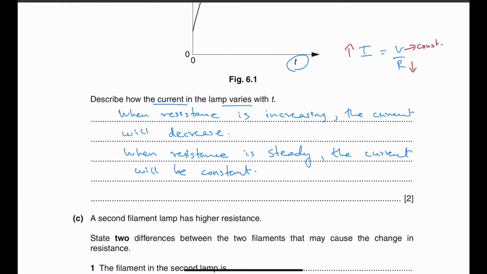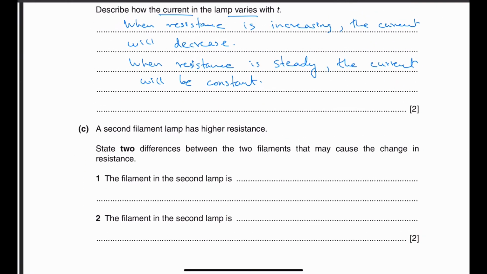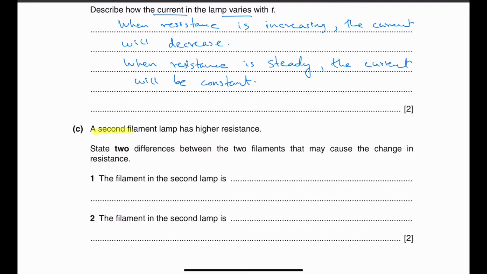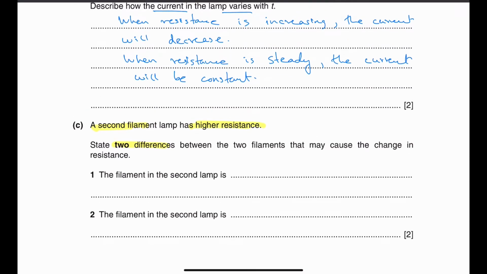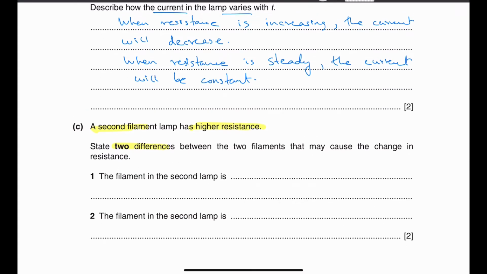So this was part B. Now let's move on to part C, which says that there is a second filament which has a higher resistance. So we have to state two differences between the two filaments that may cause this change in resistance. So how can you make the resistance of the lamp higher? Well, there are actually four things that can make the resistance higher of anything.